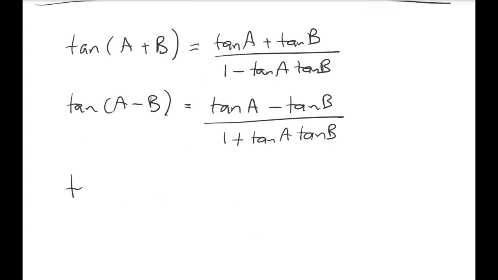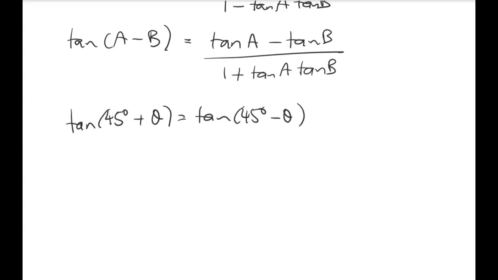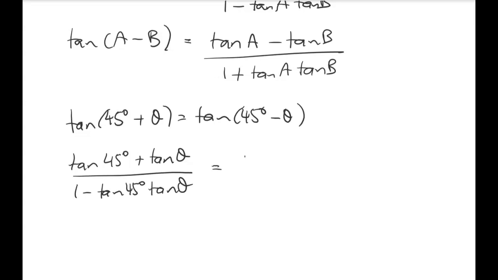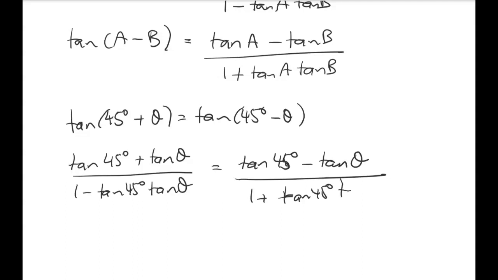Now, the one that we have to solve is this. Tan of 45 degrees plus theta is equal to tan of 45 degrees minus theta. And we can write that all out as follows. So tan of 45 degrees plus tan of theta divided by 1 minus tan 45 degrees tan theta is equal to tan of 45 degrees minus tan of theta divided by 1 plus tan of 45 degrees tan theta.